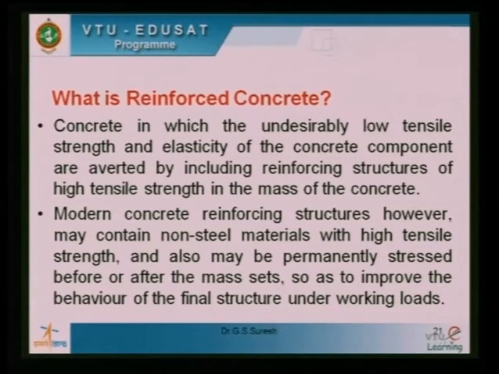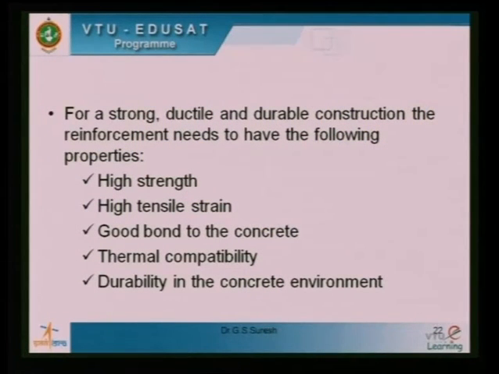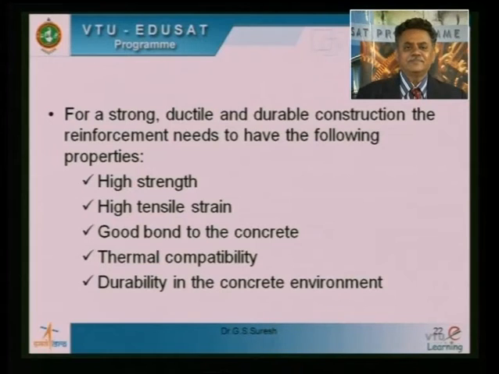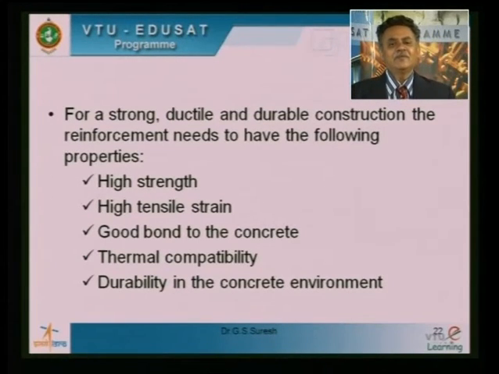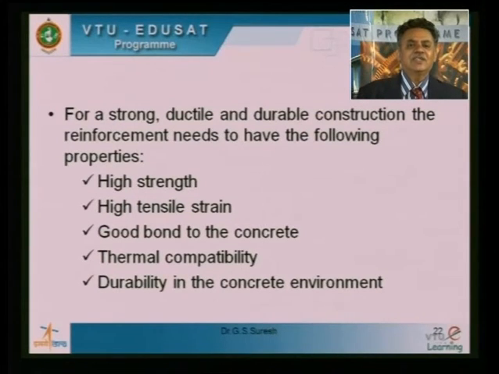99% of the structures consist of only steel reinforcement, and sometimes in special structures it is made out of stainless steel reinforcing bars. For a strong, ductile and durable construction, the reinforcement which you use should have the following properties indicated here. It should have high strength. It should have more elongation, which is called high tensile strain. When it is used as a composite material with concrete, whenever two people meet together, we say they should have a good bond. Like that, we are using two materials here. One is concrete, another is the steel. These two, when they want to be together to take up the stresses generated out of the load, should have a good bond. So the steel should have a good bond to the concrete.